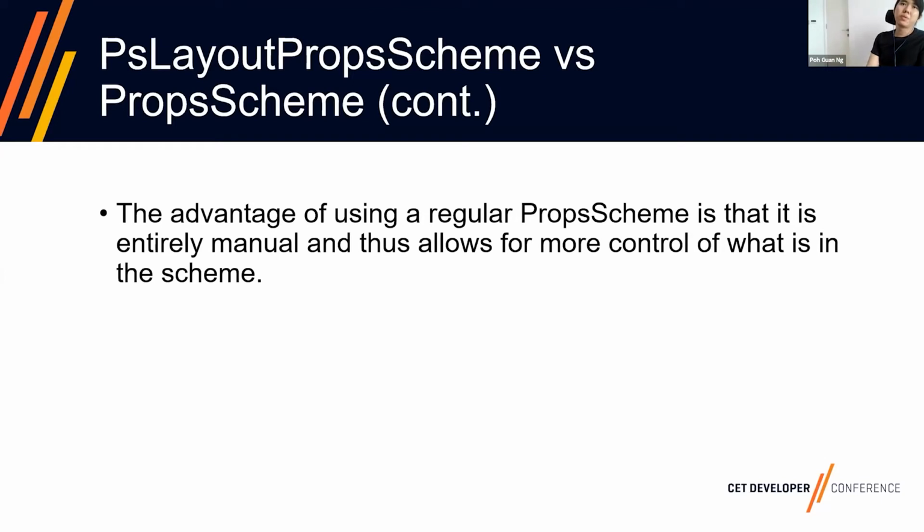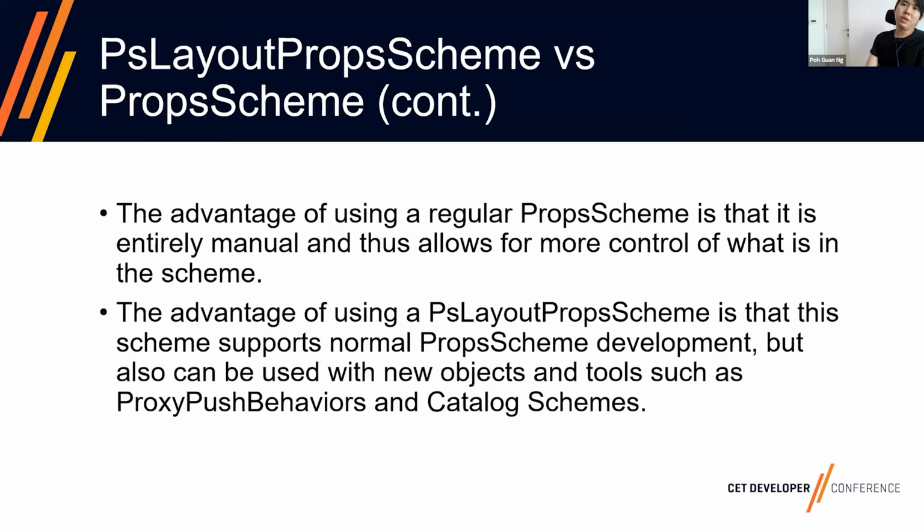So the advantage of using a regular prop scheme is that you have full control over everything. So it's not tied down by the layout. You basically can at every point say that you want this node to be here, you don't want that node to be there. You can do whatever you want. But if you use a layout prop scheme, you can still somewhat do that.